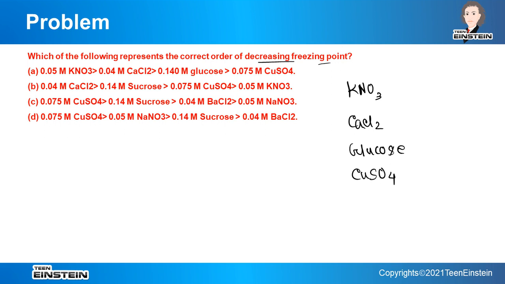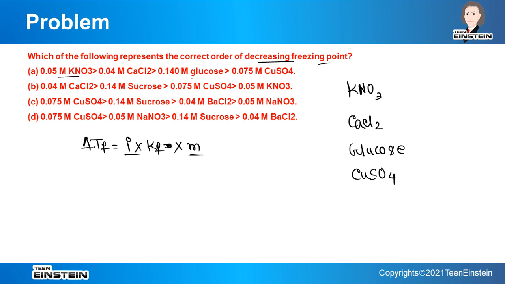freezing point. So what is the relationship of freezing point with concentration and the i factor? That we have to know. So delta Tf is equal to i into Kf into molality. But here molarity is given, that is capital M, but it does not matter because we have to take the relative order. For all of these we are taking the value of i into M, and if we put capital M in place of small m, there will be no problem.